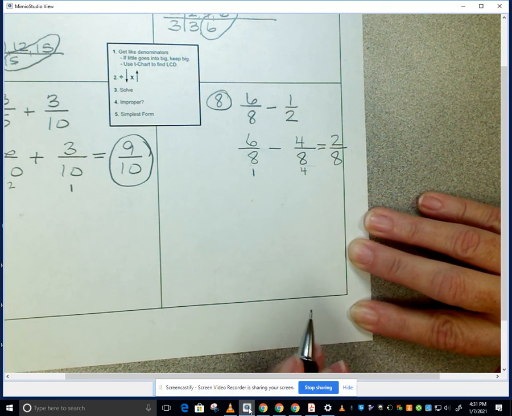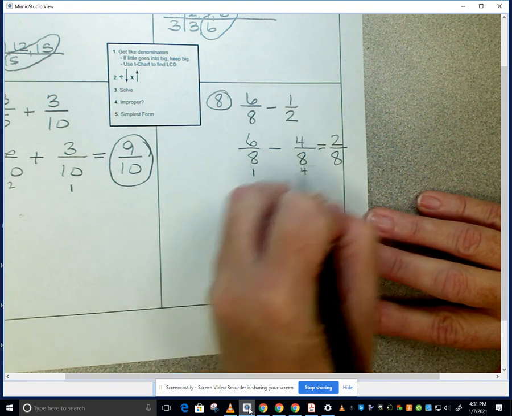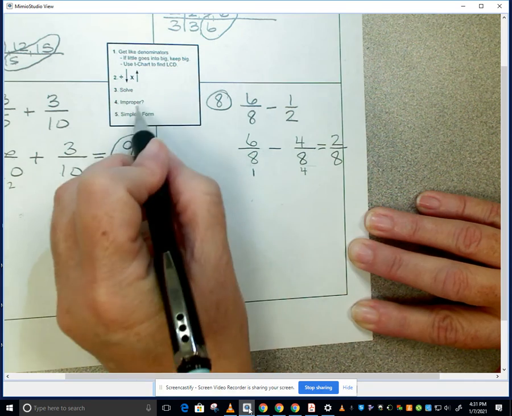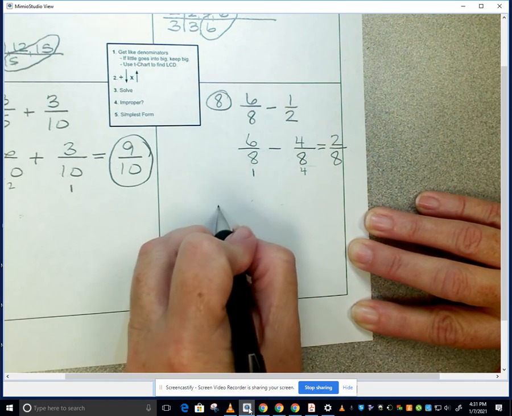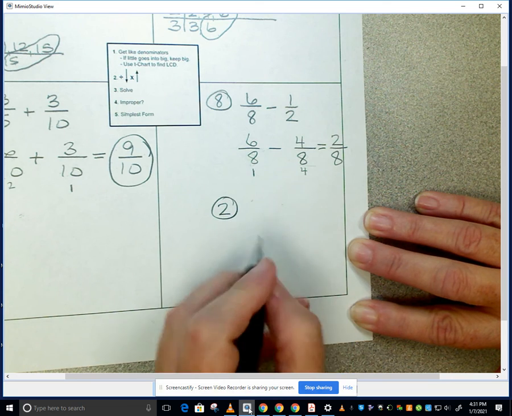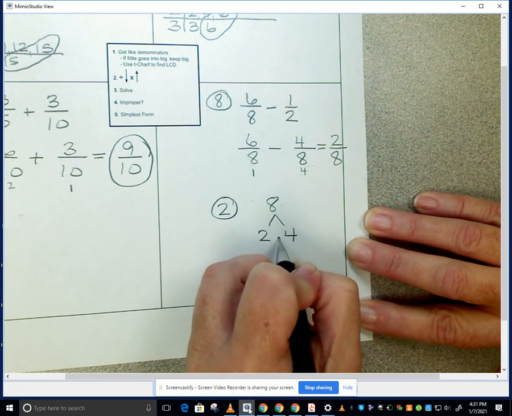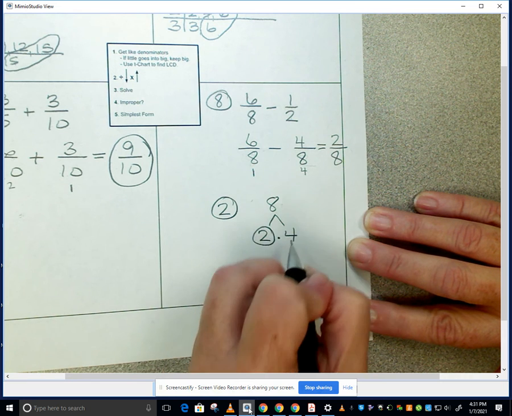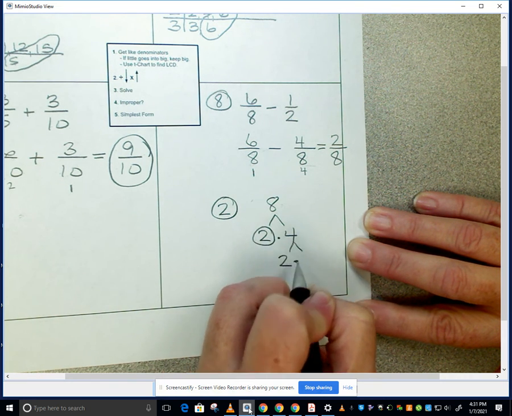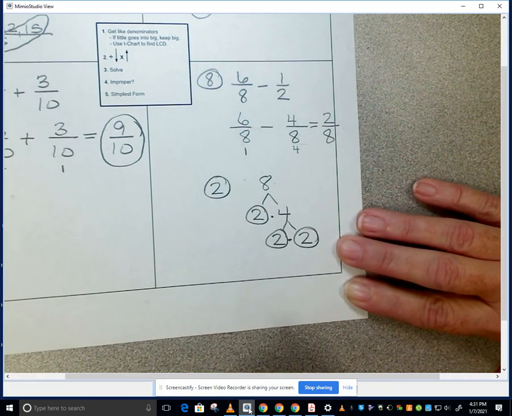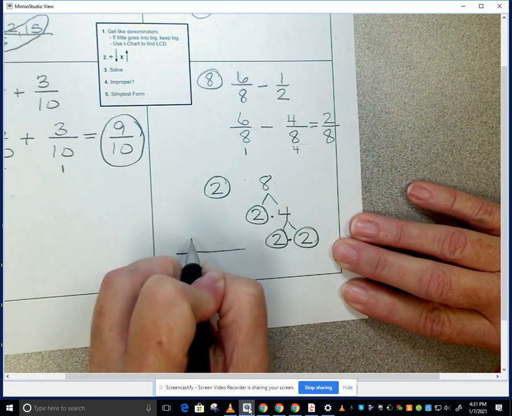2/8. So now I'll take the 2, put it here. I've got to factor it out. It's not improper, so I've got to see if it's in simplest form. 2's prime. Let's do 8. 2 times 4. 2 is prime. 4, 2 times 2. Prime, prime. Let me stack them.